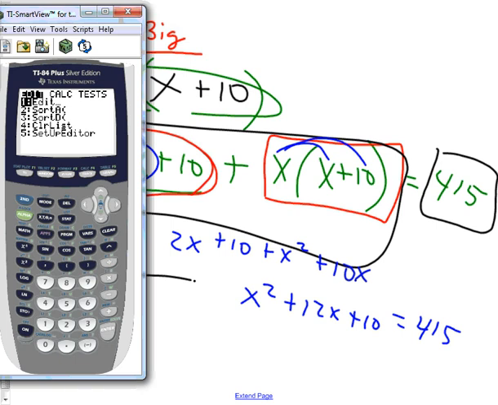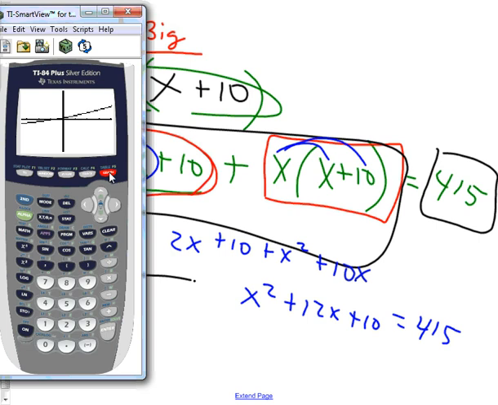So I quit out of this mode, go to y equals, and I want x squared plus 12x plus 10, and I go down to the next line, and I type in 415, and I say graph it. And again, I can tell ahead of time I'm not going to be able to see where 415 is.